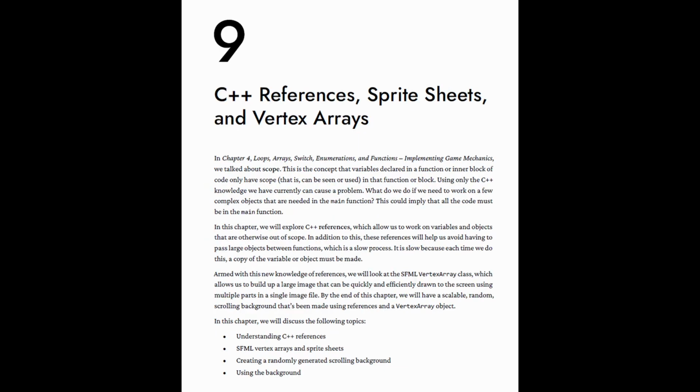Chapter 9. C++ references, sprite sheets, and vertex arrays. First, the author starts explaining references, and honestly, he gets it wrong. He says that references are data that store the address of a variable, but that's not really true. A reference is a language-level alias for another variable, although technically compilers can implement references internally as pointers in some situations. Apparently, the author either doesn't know that or just ignores it completely.